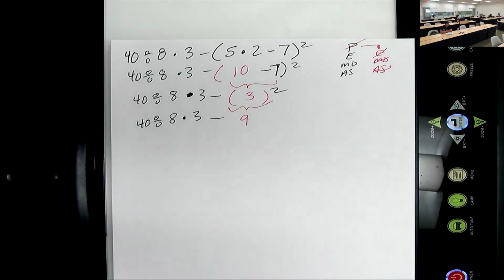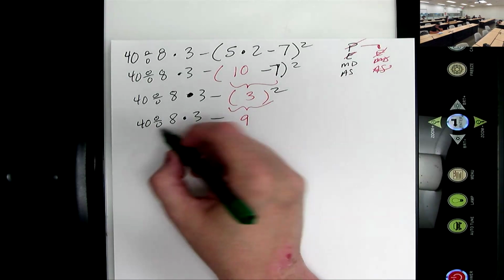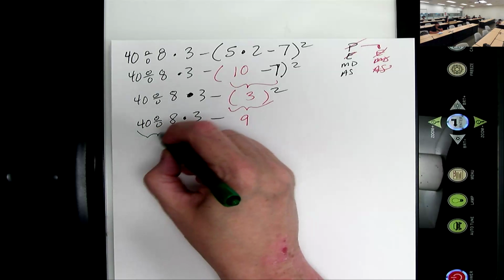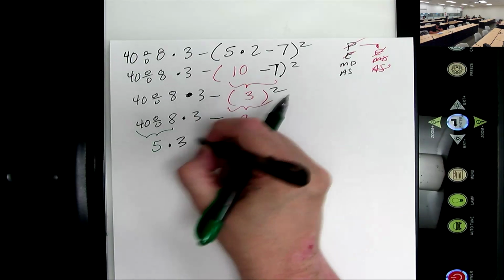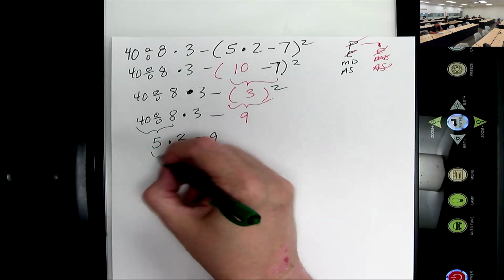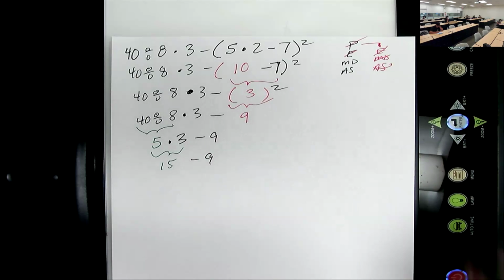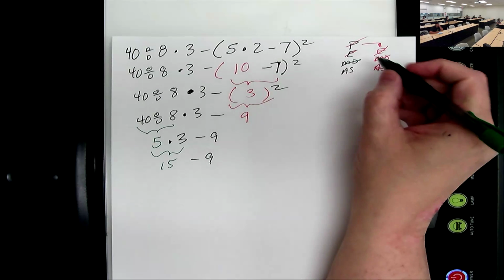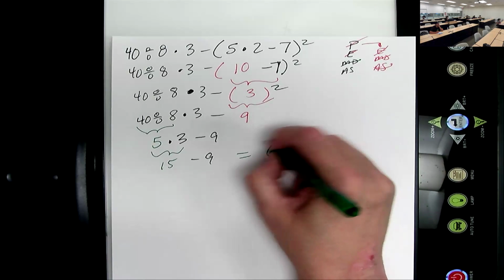All right, that was our only exponent. We're done with that. We're now going on to multiplication and division. We do them left to right. It happens in this problem that division is coming first. But that's okay. 40 divided by 8 is 5. And then 5 times 3 is 15. And these start going faster and faster because you're running out of space. Finally, 15 minus 9 is 6.